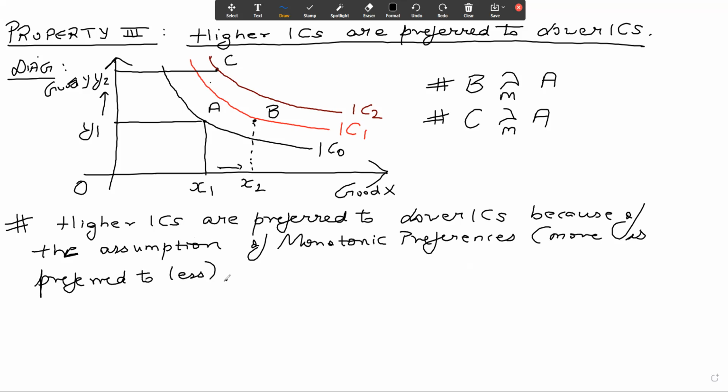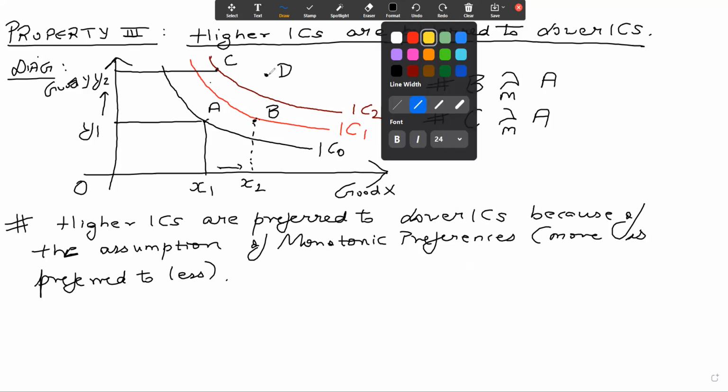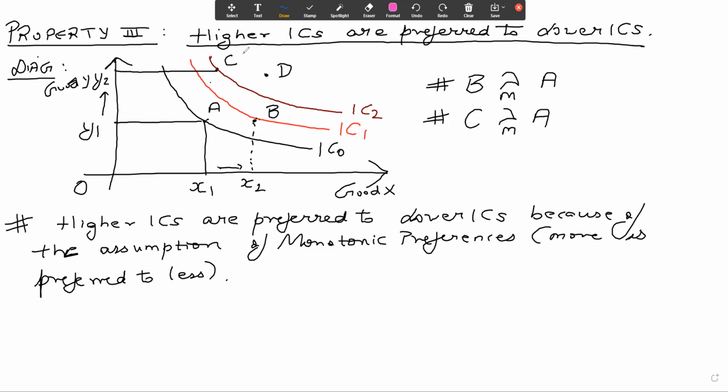In the diagram, you can clearly see that bundle B consists of more of good X as compared to bundle A. Bundle C consists of more of good Y as compared to bundle A. I can take any other bundle. Suppose I talk about bundle D. Bundle D consists of more of both the goods, so bundle D lies even on a higher indifference curve, IC3. Compared with bundle A, it consists of more of good X and more of good Y, so bundle D is also monotonically preferred over bundle A.